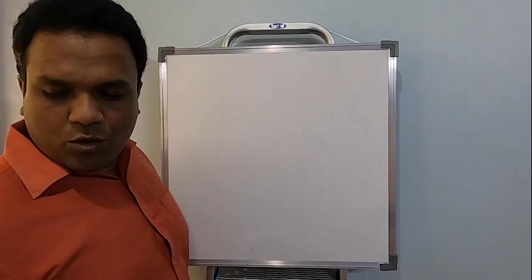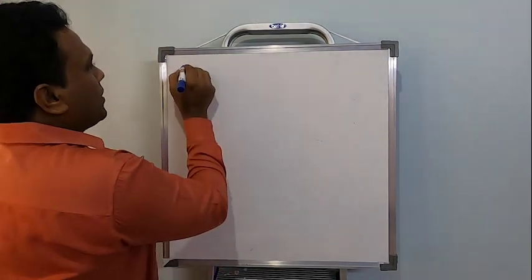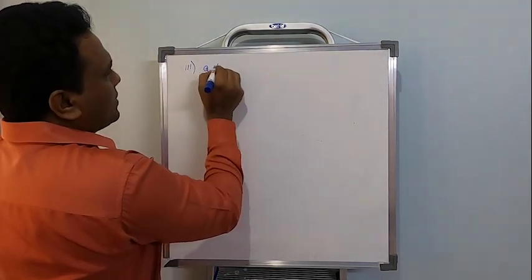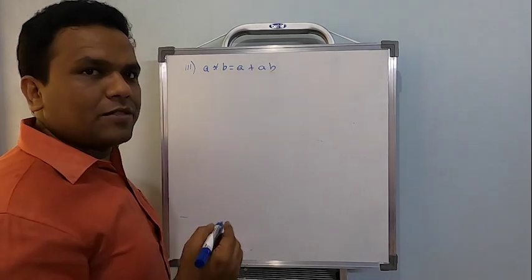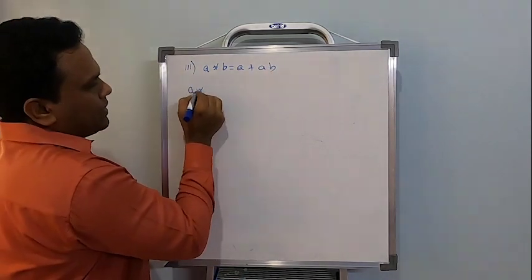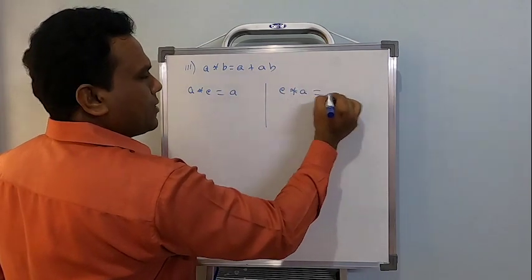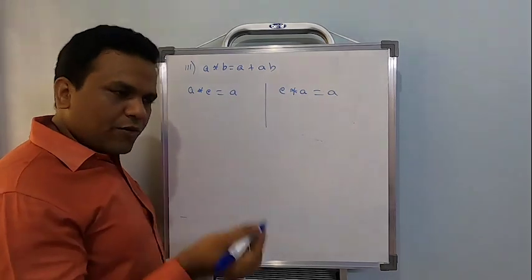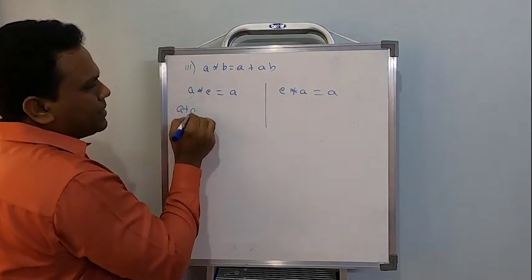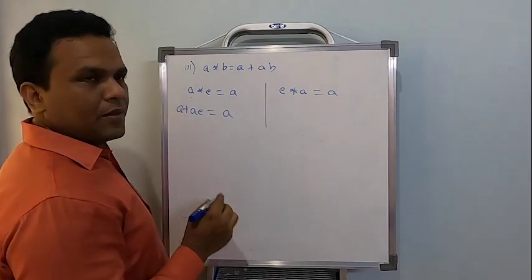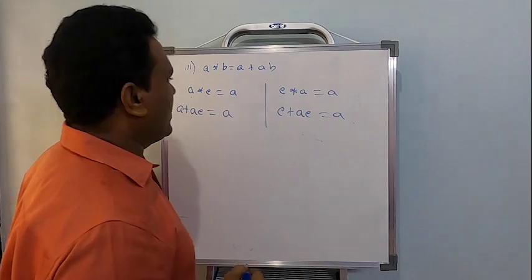So problem number 2 is over. Let's go to problem number 3 now. First and second are over. Now the third one under this, a star b equal to a plus ab. We have to check for identity. So a star e is equal to a, and one more is e star a is equal to a. Both the ways you check. Clear? Right. A star e by using this, a plus ae is equal to a, and here e plus ae is equal to a. Clear?